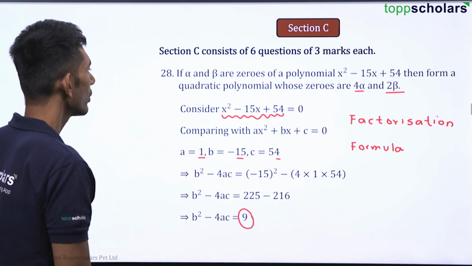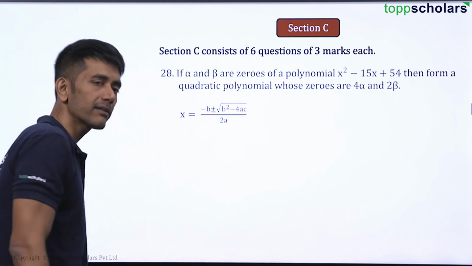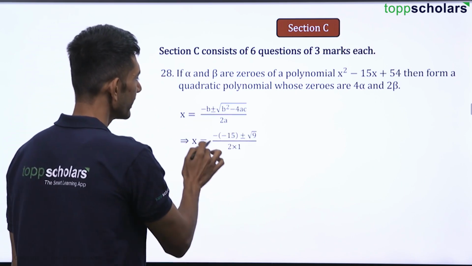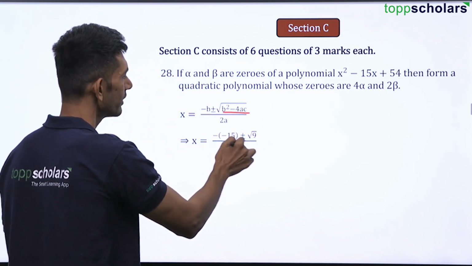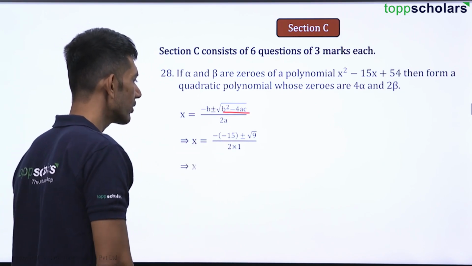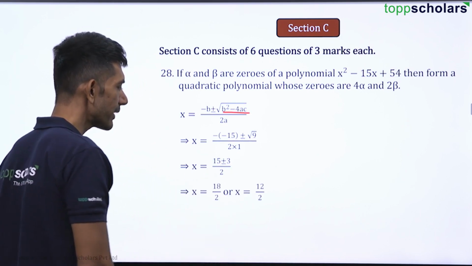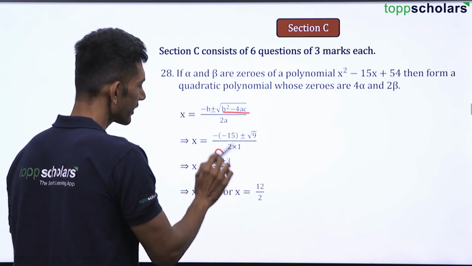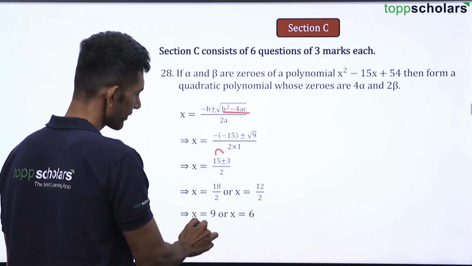Now how do we find out the roots? We know that the roots or zeros are given by minus b plus or minus under root b square minus 4ac, by 2a. Put the value, that is minus of minus 15 plus or minus under root 9, we already calculated, by 2 into 1. So minus minus becomes plus, that gives you x is equal to 15 plus or minus 3 by 2. So that is 15 plus 3 by 2 or 15 minus 3 by 2. 15 plus 3 is 18 by 2. 15 minus 3 is 12 by 2. 18 by 2 is 9. 12 by 2 is 6. So x is 6 or x is 9.